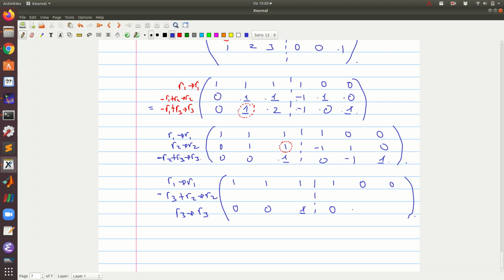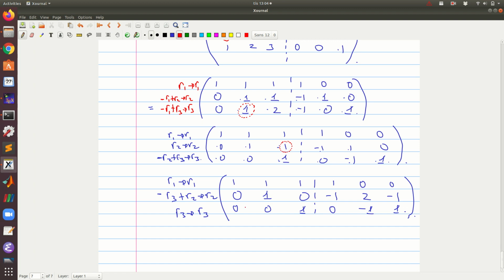This is 0, this is negative 1, this is 1. So multiply by negative and add: we have a 0, we have a 1, we get a 0. Multiply by negative, that becomes 1, and then add 1, we get a 2. Multiply by negative and add a 0, we have negative 1. Okay, so what next?